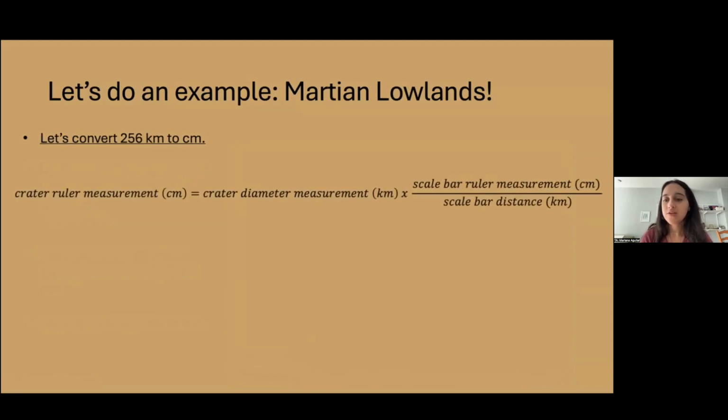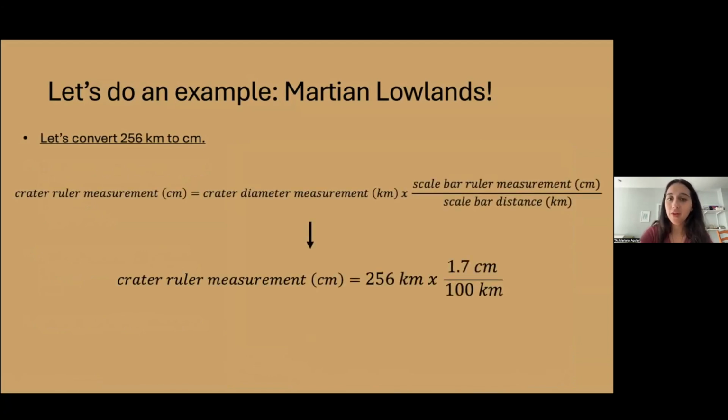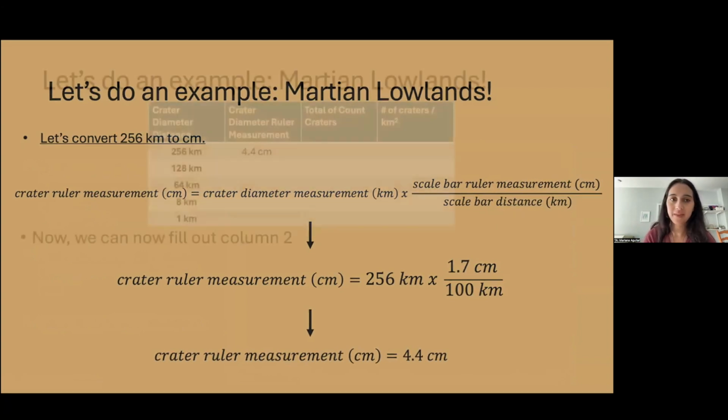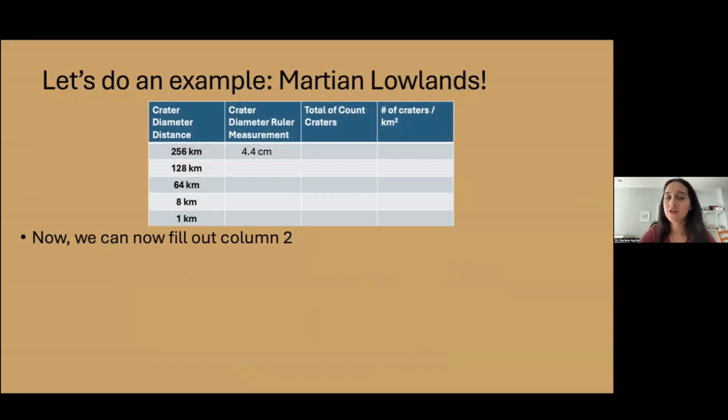So we use our equation that we had before. We plug in the diameter distance of 256 kilometers. Our scale bar ruler measurement was 1.7 centimeters divided by a scale bar distance of 100 kilometers. We calculate that, and we see that any crater that's 256 kilometers or close to that will be around 4.4 centimeters with our ruler. Okay, so now we can fill in the second column in our table. So we put 4.4 centimeters is equal to 256 kilometers.